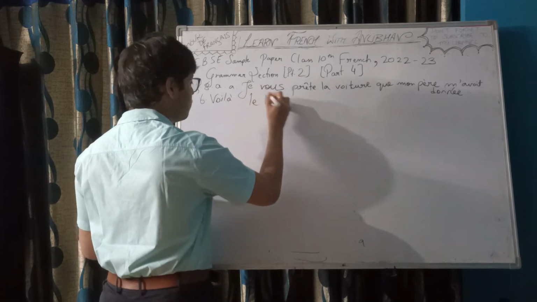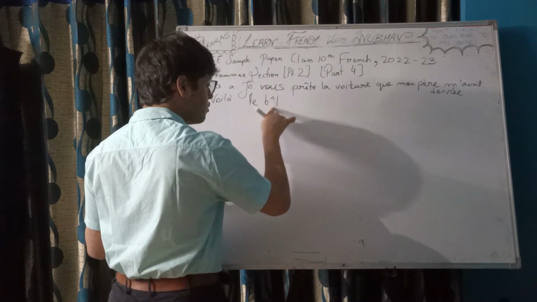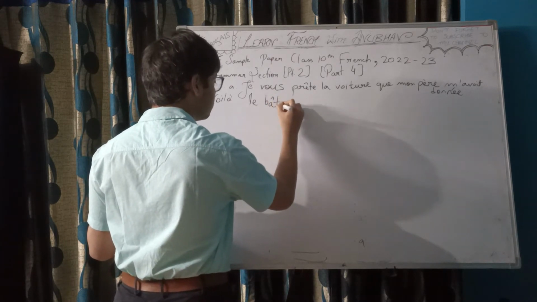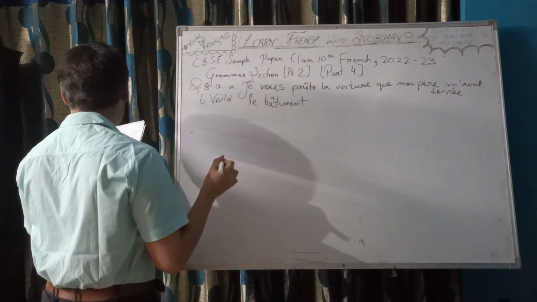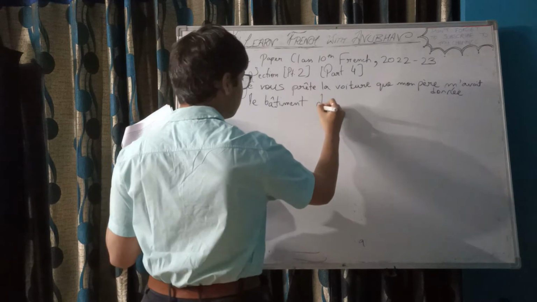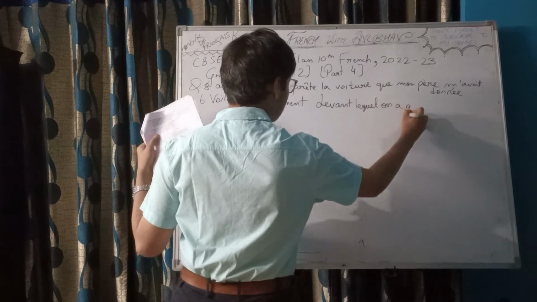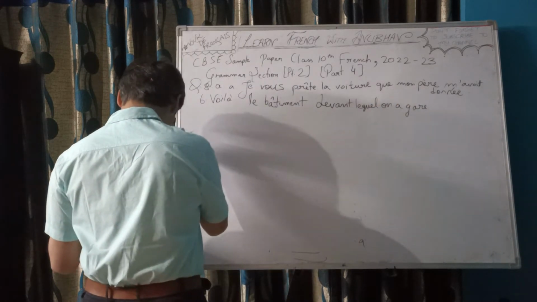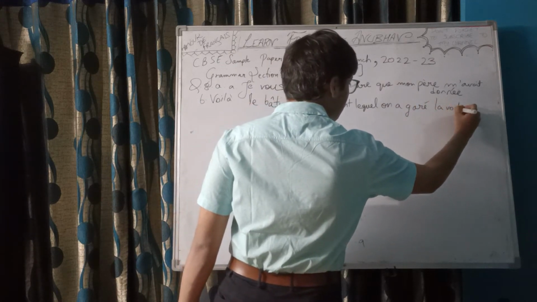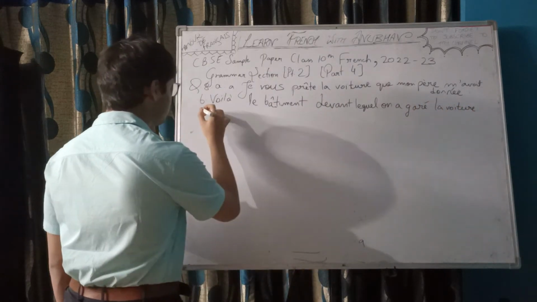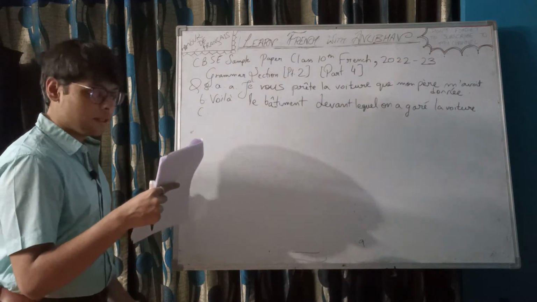So, the answer will be: voilà le bâtiment devant lequel on a garé la voiture. I smudged it. We parked the car. Easy. Very easy.